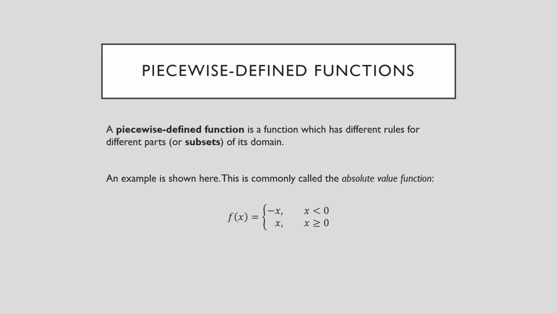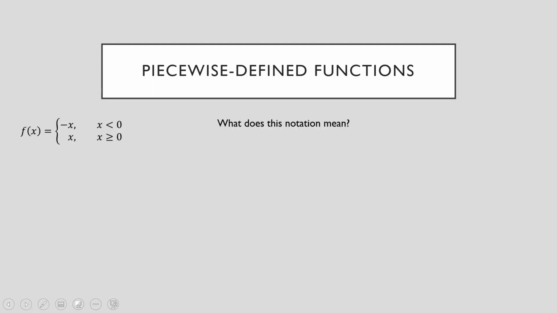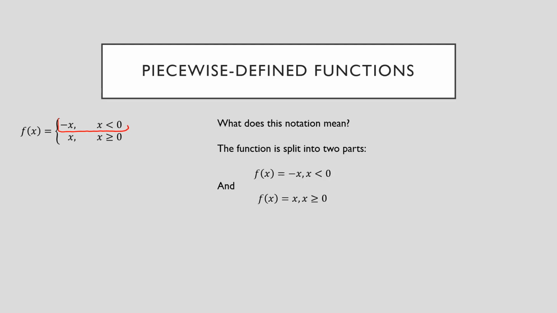So what does that actually mean for us? Well, our function's split into two parts. The first part, this one here, is saying f of x equals negative x whenever x is less than 0. And the second part is this one here, saying that f of x equals x when x is greater than or equal to 0. Now that's still a whole bunch of jargon.